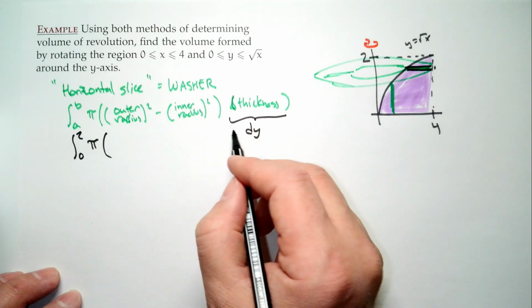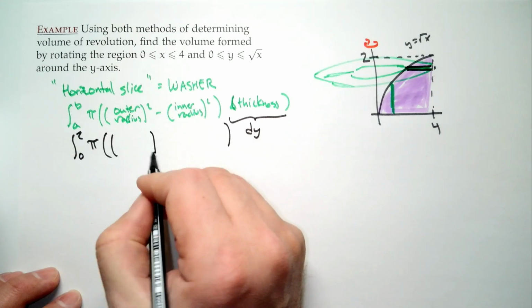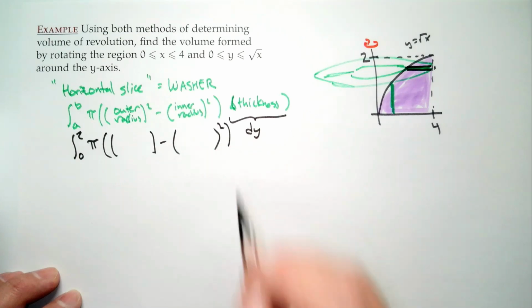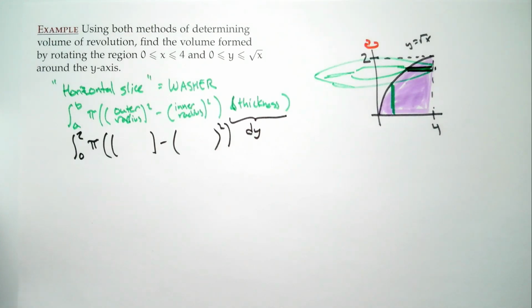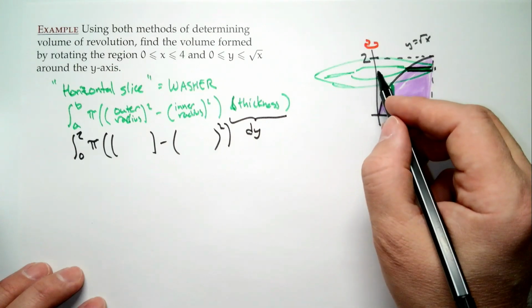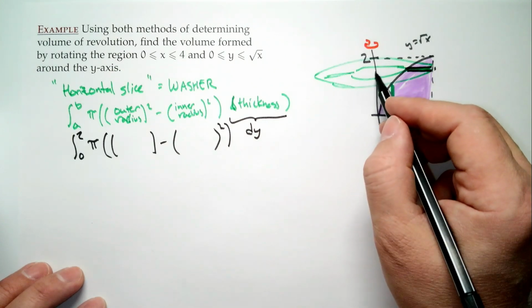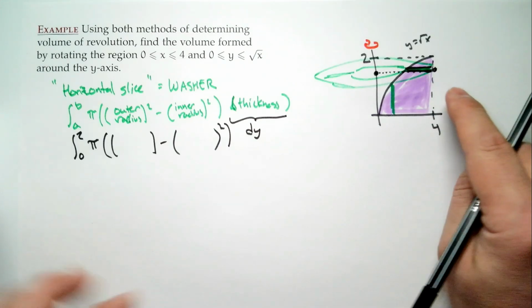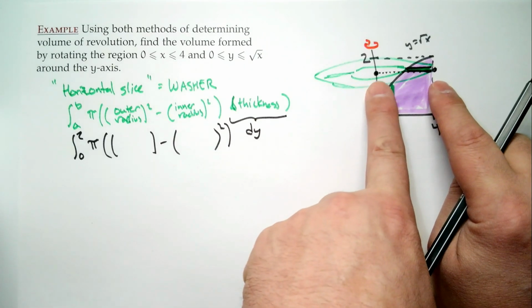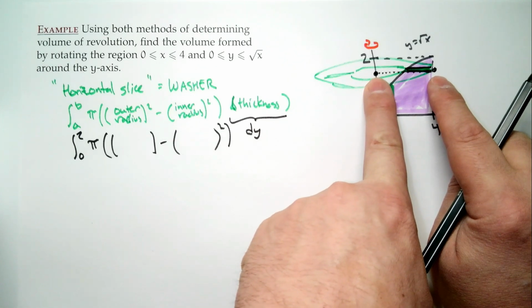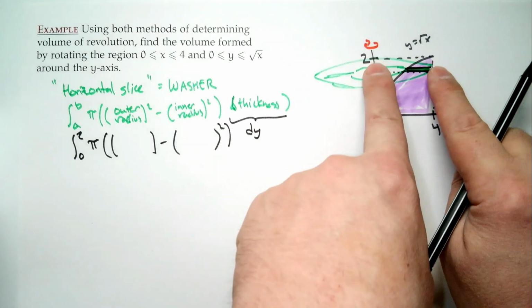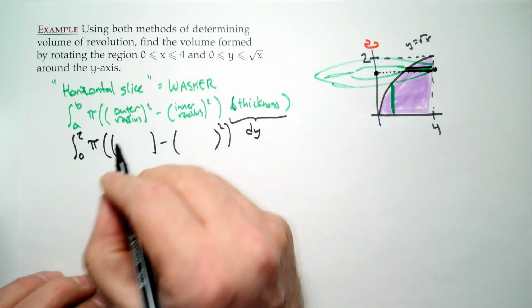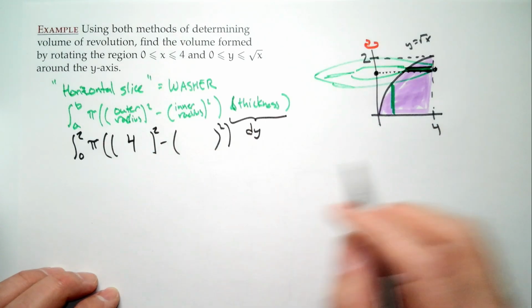Okay, so we're making good progress. So next, we have the radii. So let's start with the outer radius. The way you find the outer radius is you start from where you're spinning, which is the axis, and you go to the farthest point away, which is over here. How far is that distance? 4. And notice it's always 4. So that becomes 4, and I forgot the square.